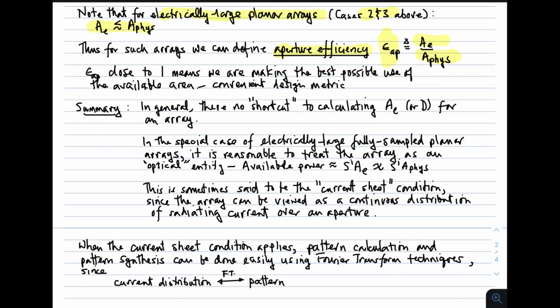So if the effective aperture is equal to the physical aperture, then the aperture efficiency is 1 or 100%. But we would typically find the effective aperture is less than the physical aperture, in which case the aperture efficiency is going to be less than 1 or less than 100%. Said differently, an aperture efficiency close to 1 means we're making the best possible use of the available area. So it's a convenient design metric. In principle, it seems like it would be useful to maximize the aperture efficiency, to make the best possible use of the area occupied by the array.